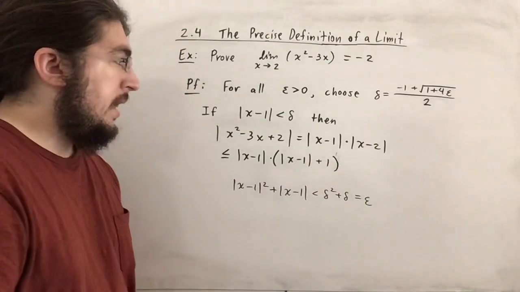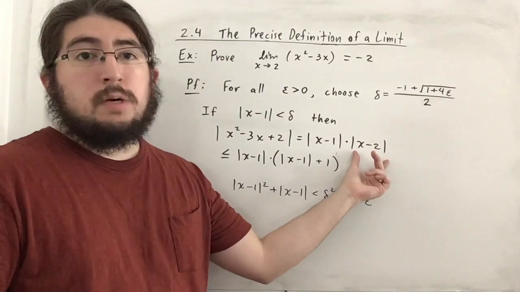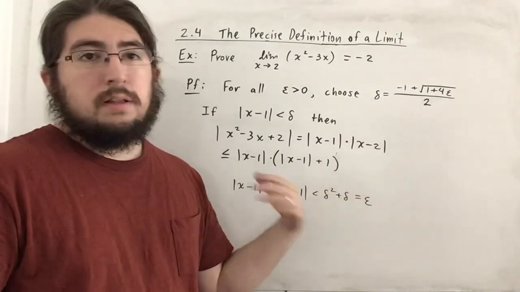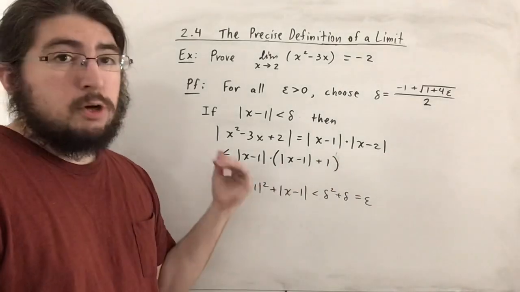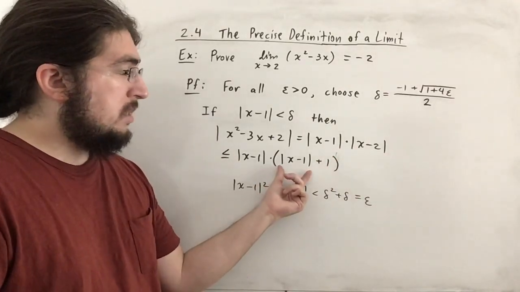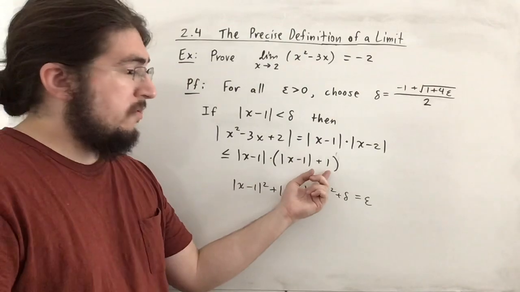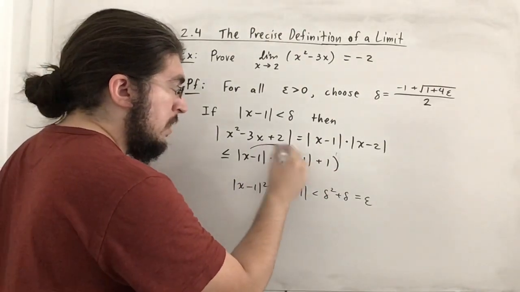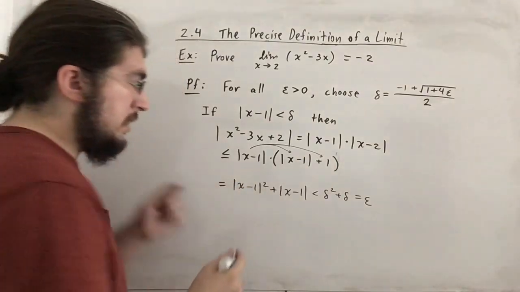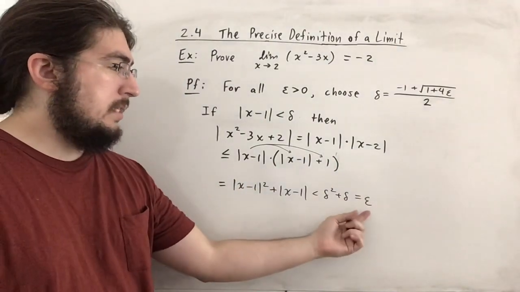like this. And that's because |x - 2| is equal to |x - 1 - 1|, which is less than or equal to, by the triangle inequality, the absolute value of x minus 1 plus the absolute value of -1, which is just 1 itself. And then after distribution, this is actually equal to this expression, which is less than epsilon.